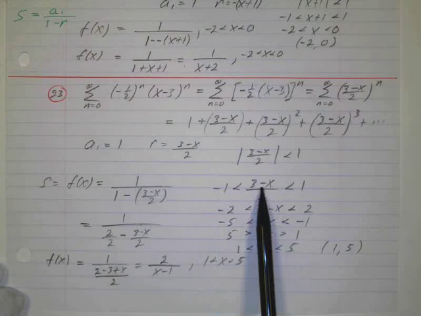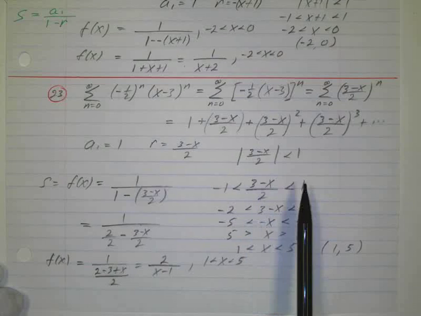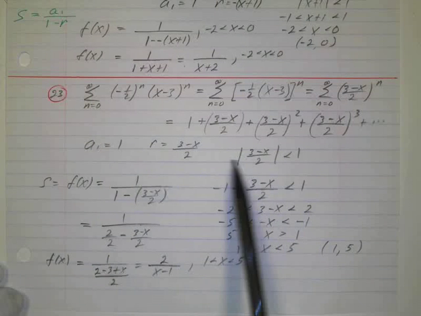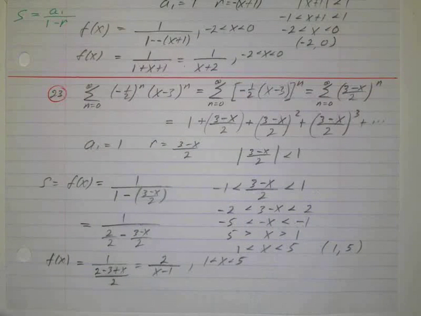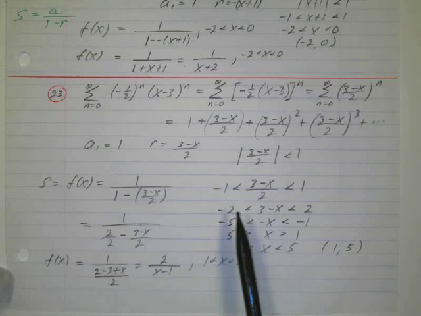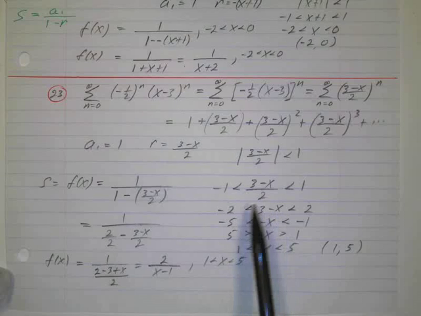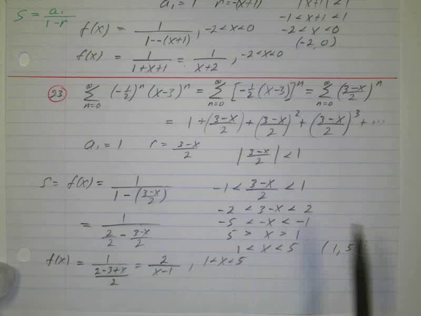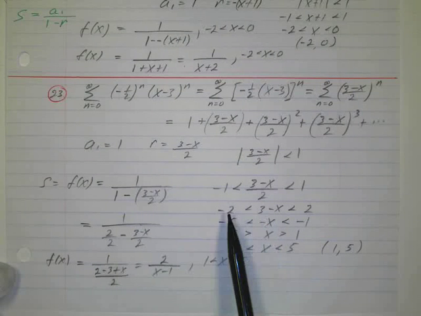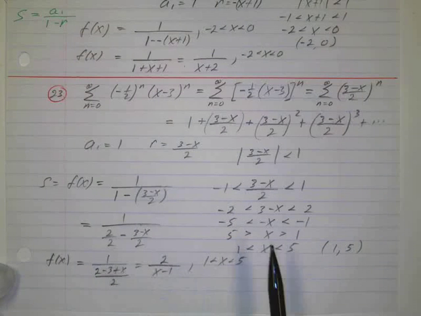So negative 1 is less than 3 minus x over 2, which is less than 1. That's how we can switch the absolute value to this double inequality. Then if I multiply through by 2, I get negative 2, 2, and then 3 minus x. I can multiply by a positive. And then if I subtract 3, I got negative 5, and I've got negative 1, and negative x.